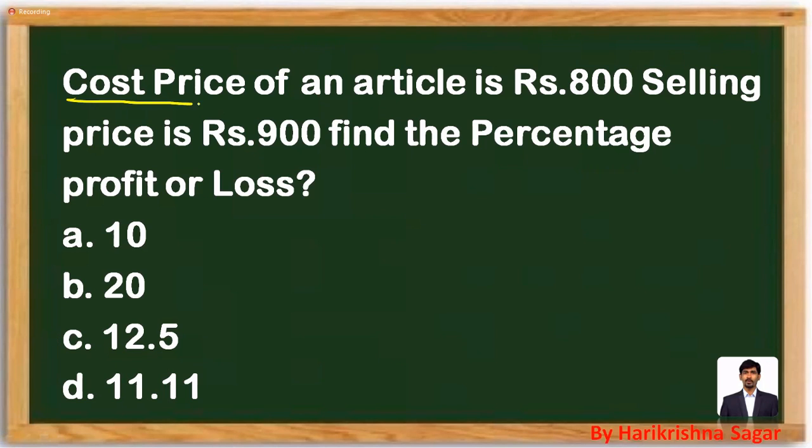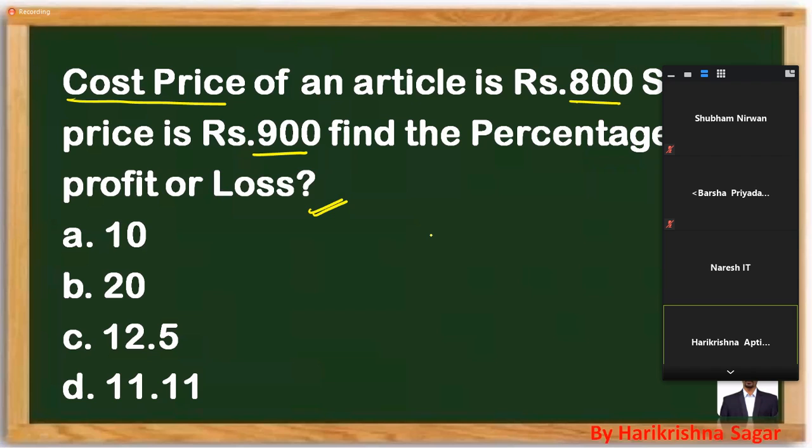The cost price of the article is 800 rupees and the selling price of the article is 900 rupees. What is the percentage profit is the question. Cost price is given and the selling price is given clearly, and they are expecting us to find out what is the percentage profit. So we can say cost price is a base value. Do remember that point. Cost price is a base value always.